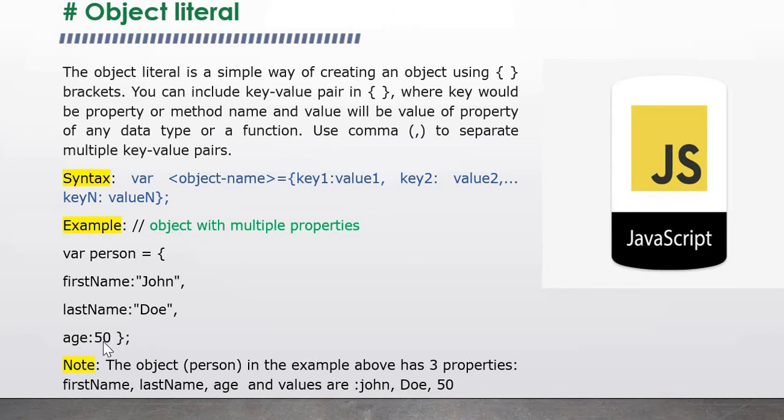So your value could be anything, right? The data type of the value could be anything. So this is multiple properties for a person object. The object person in this example above has three properties: first name, last name, and age, and the values are John, Doe, and 50, right?